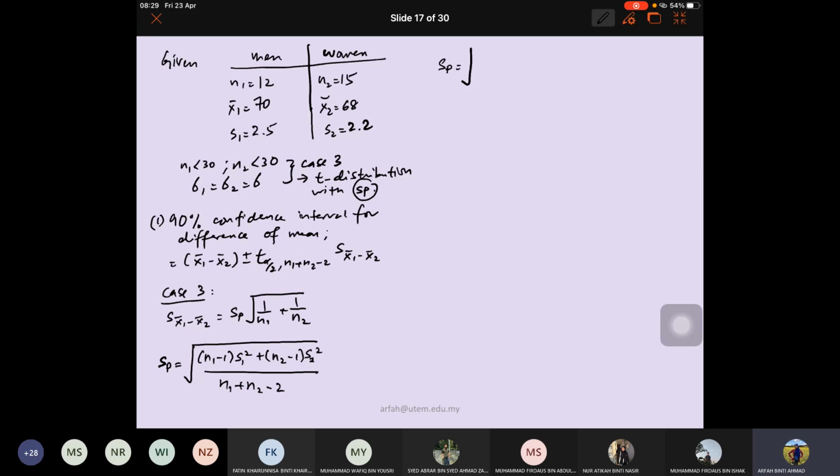So, SP akan sama dengan square root of 12 tolak 1, 2.5 kuasa 2 tambah 15 tolak 1, 2.2 kuasa 2, over 12 tambah 15 tolak 2. So, SP sama dengan berapa?